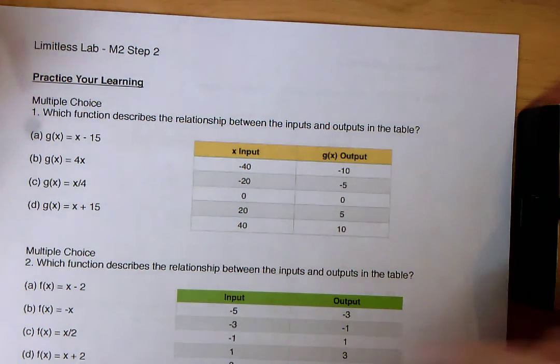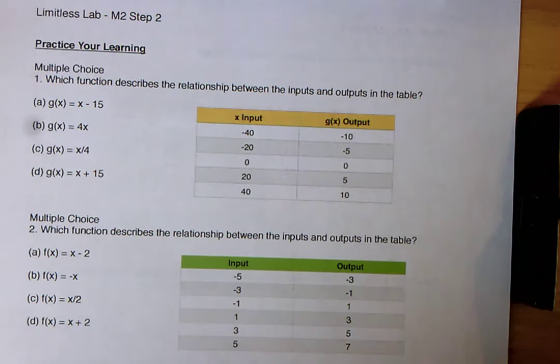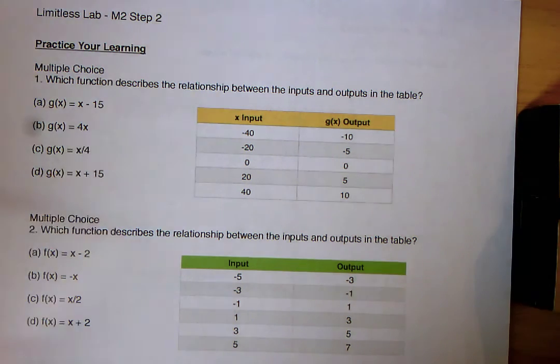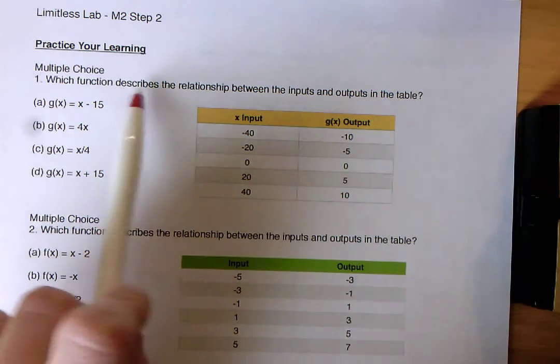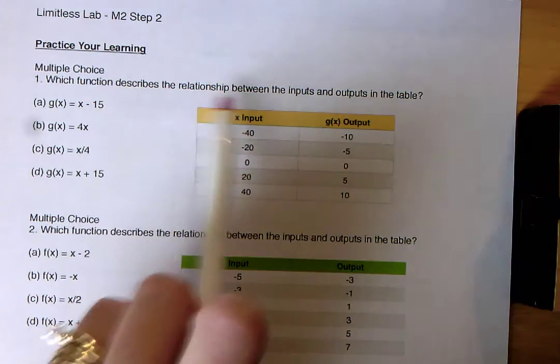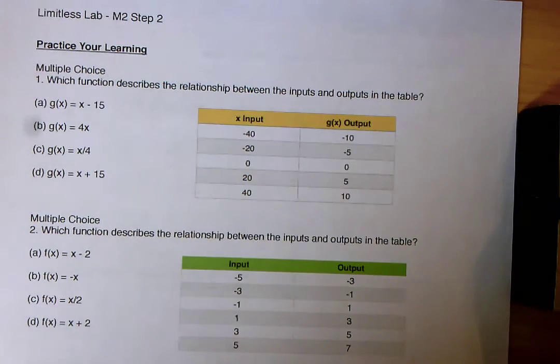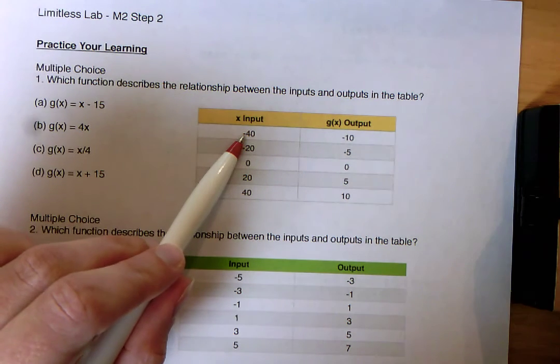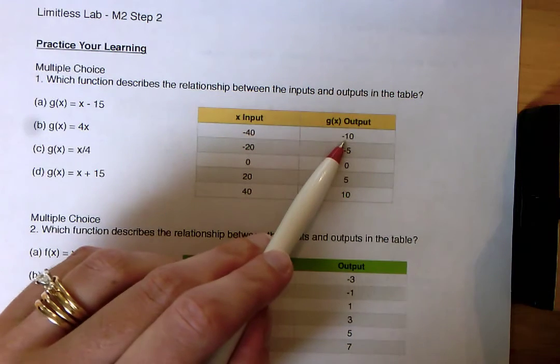All right, so here is Module 2, Step 2. And so this is a little bit different. Here we are going to be learning about how to express a function as an equation, maybe given a table or something like that. And so we have to basically look at which function describes the relationship between the inputs and the outputs in the table. One way to do this is definitely just to plug in an x and then see if you get the output g of x.